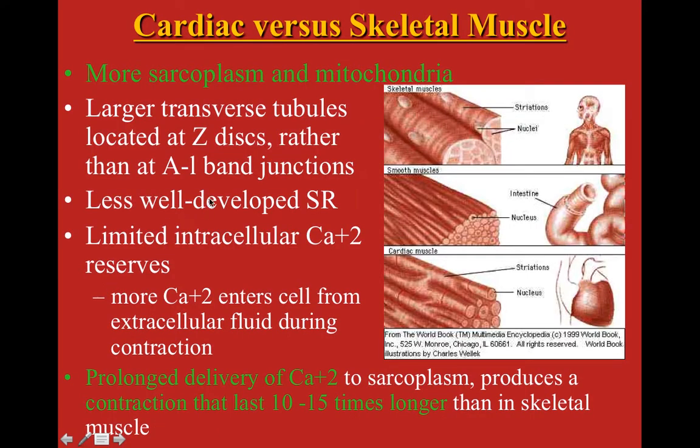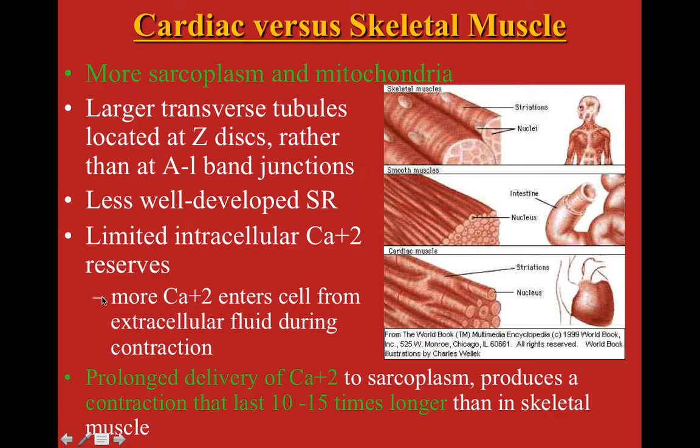Some more information about cardiac muscle versus skeletal muscle. Cardiac muscle fibers have more sarcoplasm, which means there's more space between the muscle fibers, and they also have more mitochondria, needs more energy. That's why it has to pump very, very hard. Cardiac muscle does. There are also very large transverse tubules located at the Z discs, rather than at the A-I band junctions as in skeletal muscle. And the sarcoplasmic reticulum is less well developed than in skeletal muscle, and there are limited intracellular calcium ion reserves.